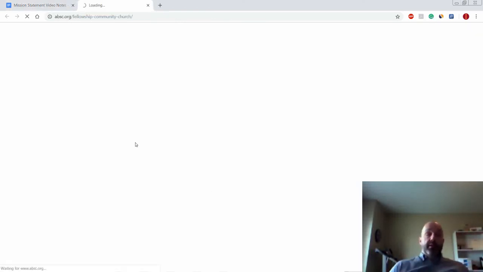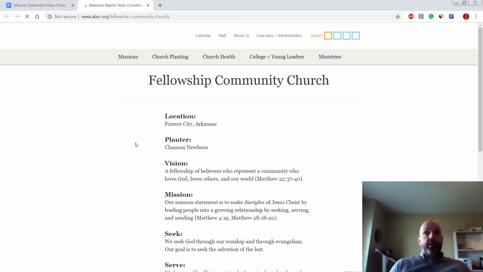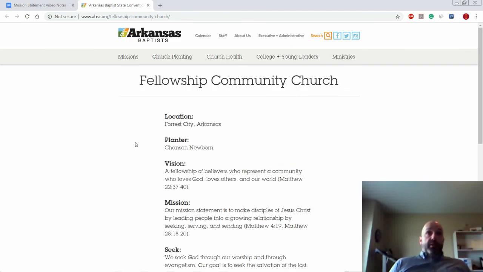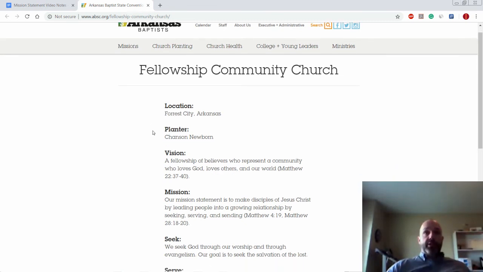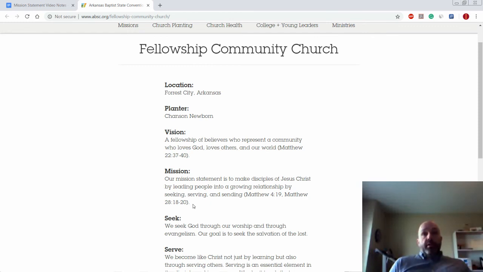So we look at the first one here, Arkansas church mission statement. I just pulled this at random. And this is for Arkansas Baptist Church, Fellowship Community Church. They do what you'll find a lot of churches do, not surprisingly, and reference either directly or indirectly verses in the Bible. And their mission is to make disciples of Jesus Christ by leading people into a growing relationship by seeking, serving, and sending.